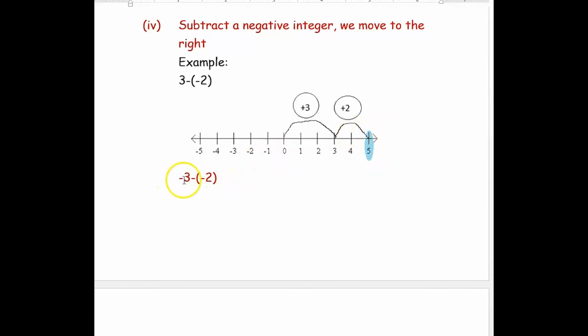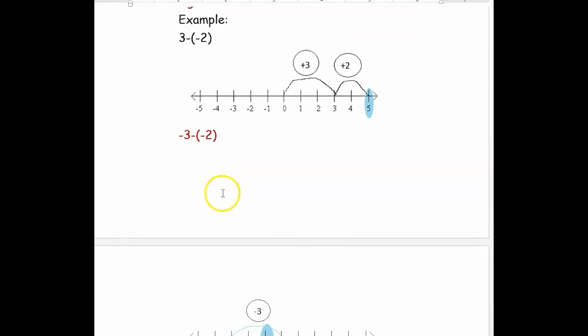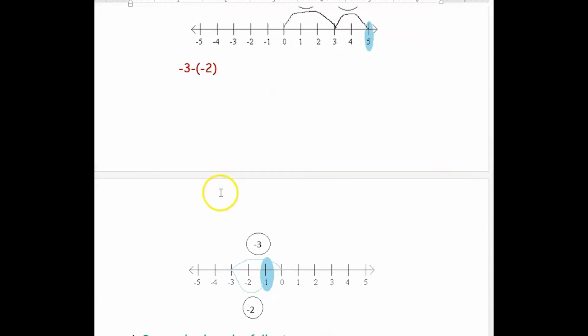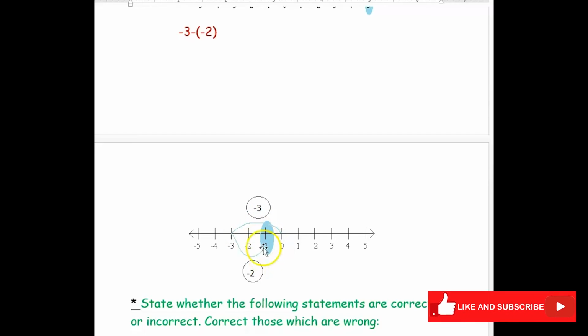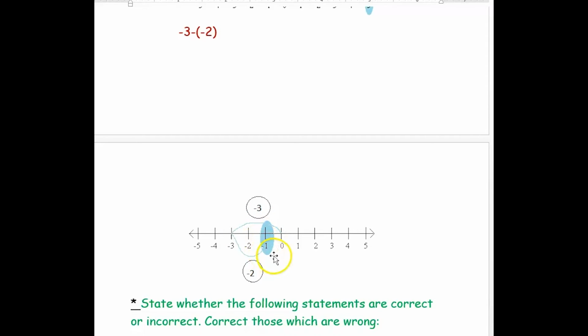Then suppose you have a negative integer and you want to subtract another negative integer. Then also you have to move towards the right. Already you are at negative 3, and you are subtracting negative 2, so you have to move 2 units to the right. So you will be landing on the number minus 1, that is negative 1.